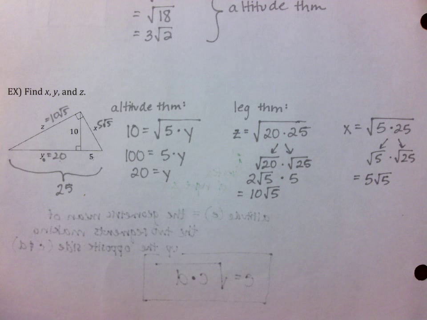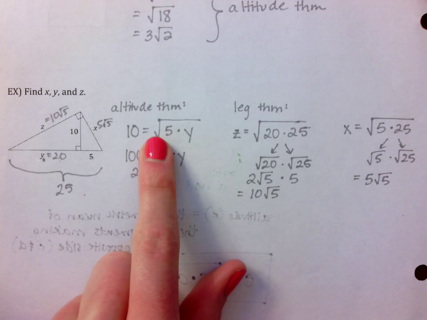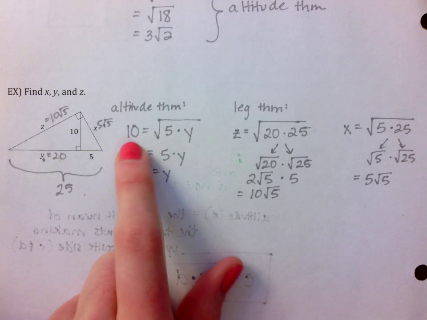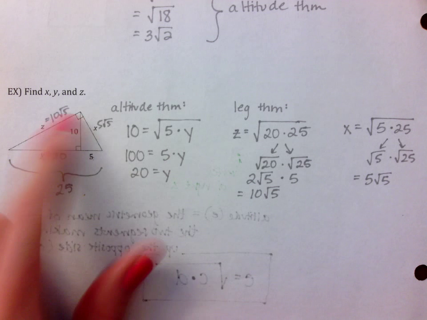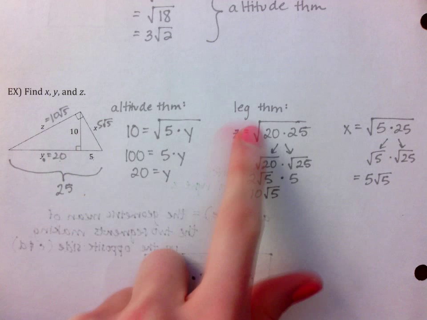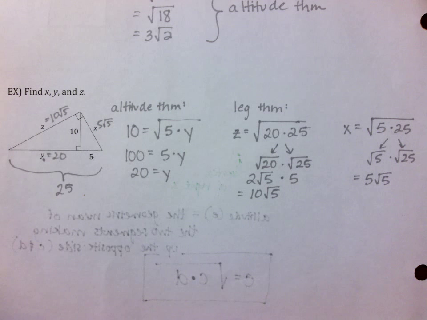Hopefully that wasn't too confusing. They're a little bit easy to mix up, but the altitude theorem is obviously with the altitude equal to the geometric mean of the two sides. It really has nothing to do with the two small triangles. And the leg theorem is all about the small triangles and finding the hypotenuse of those.